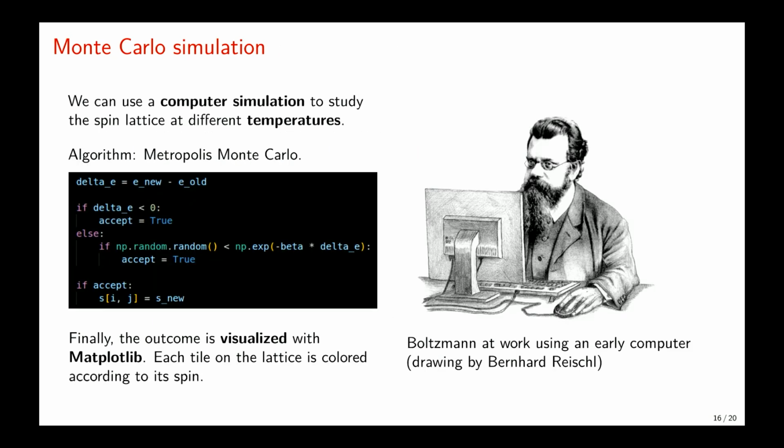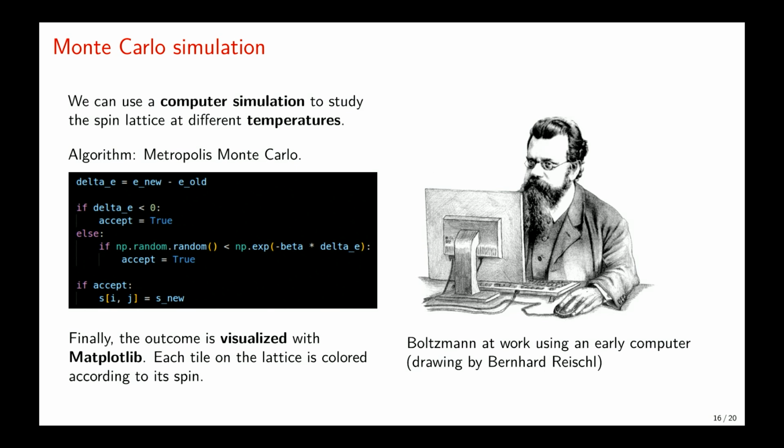Unfortunately, I'm not that clever, so I have to use a computer simulation. What I have done in this case is employ what is called the Monte Carlo simulation. In this particular case, I'm using the Metropolis Monte Carlo algorithm, and this gives us a way of basically simulating the physical system. Here we have the spin lattice at different temperatures, at low temperatures, at high temperatures, and everything in between.